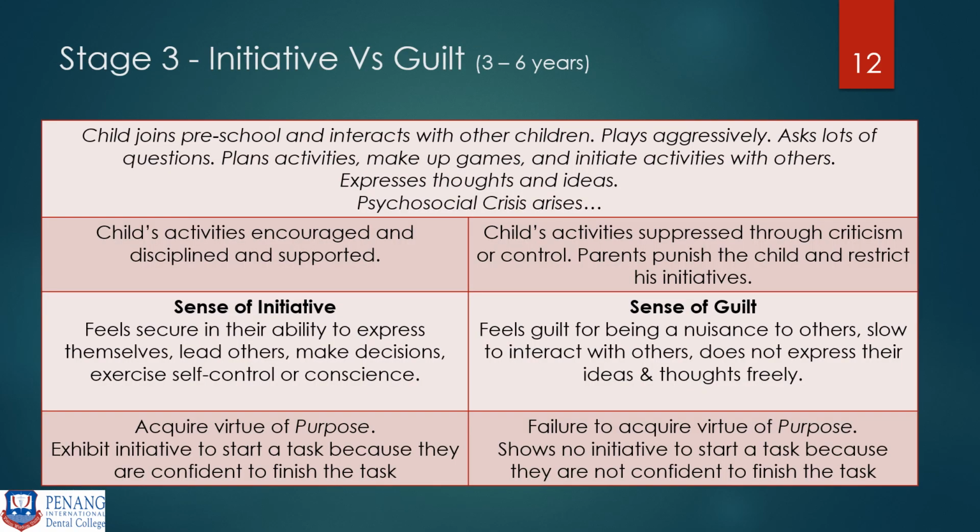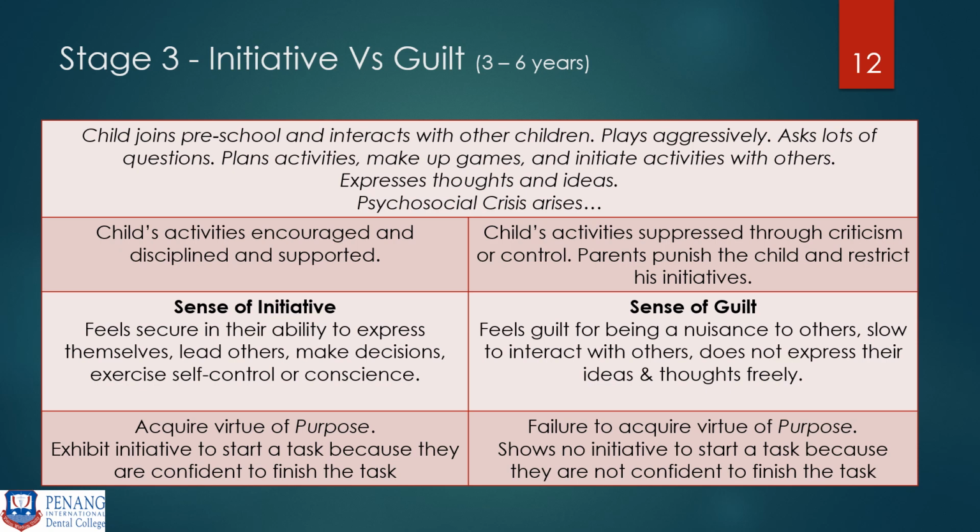The next stage is the stage of initiative versus guilt. It's typically seen in children between the ages of 3 and 6. The last stage was where the child wants to be independent, so he was developing this autonomy. Now this stage goes on further.